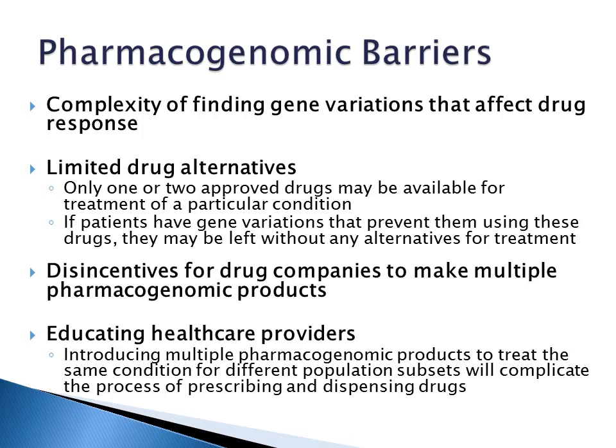There are also disincentives for drug companies to make multiple pharmacogenomic products. So pharmaceutical companies have been successful with their one-size-fits-all approach. It costs hundreds of millions of dollars to bring a drug to market. So will pharmaceutical companies be willing to develop numerous types of drugs that may only serve a very small portion of the population? Also, educating healthcare providers is a barrier.